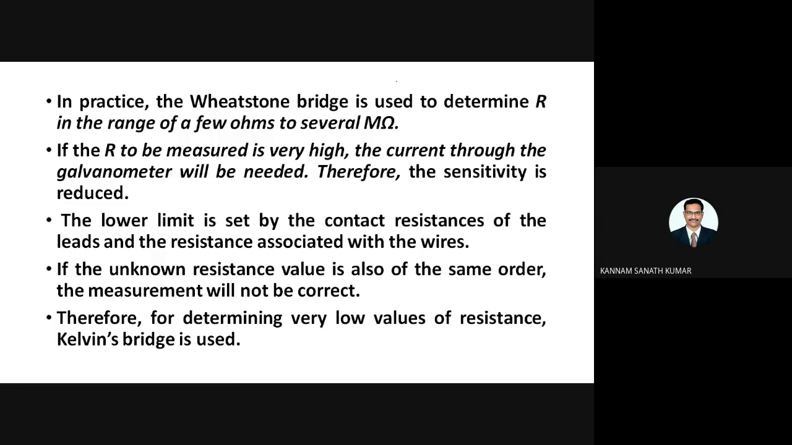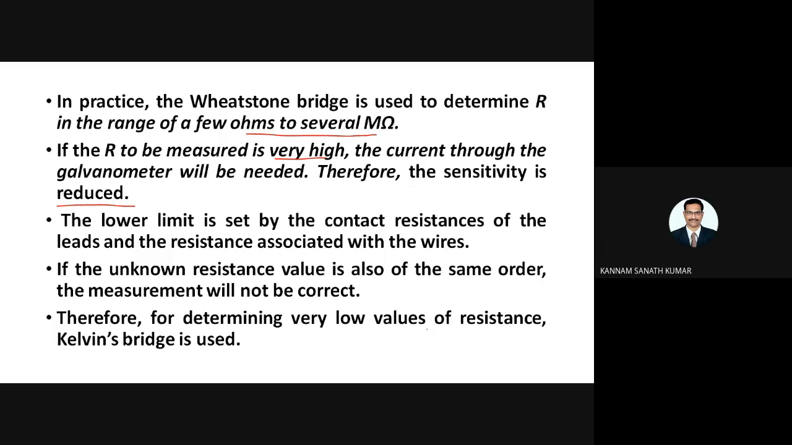So in practice, the Wheatstone bridge is used to measure resistance in the range of several ohms. Okay, so that means the R being measured is very high. In order to find a resistance in terms of mega ohms, we will use this galvanometer. So sensitivity should be very low, which means the galvanometer should be in a balanced condition.